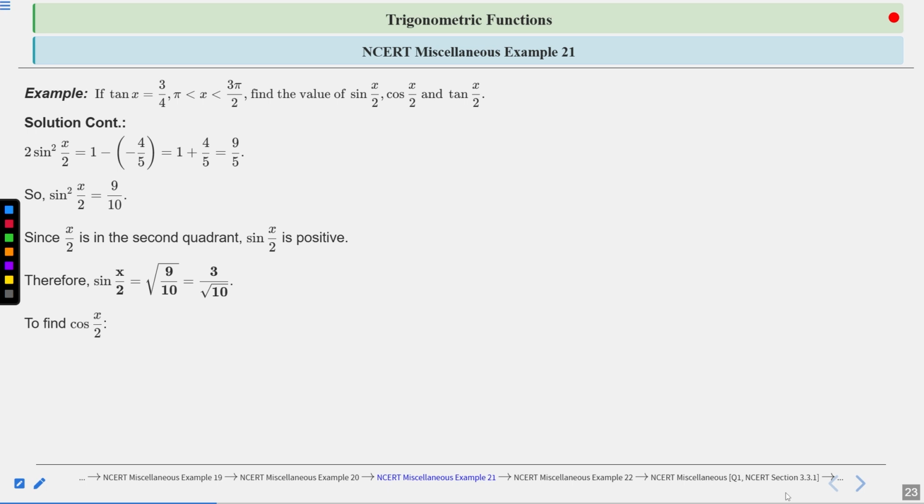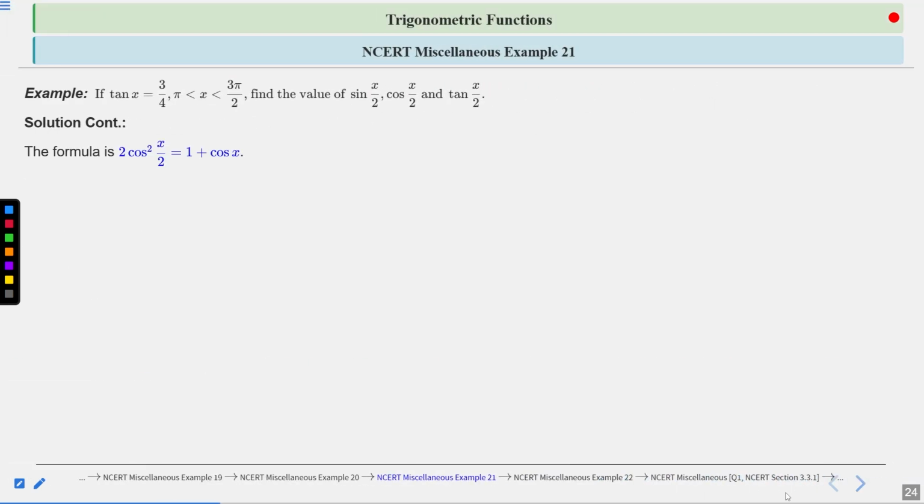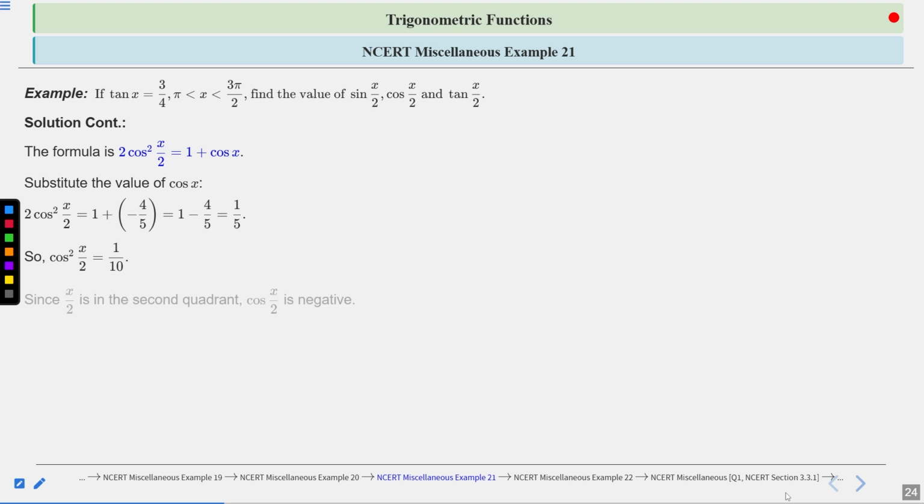Now, to find cos x/2, what will we do? The formula is 2 cos square x/2 = 1 + cos x. Substituting the value of cos x, we get 2 cos square x/2 = 1 + (-4/5), which is 1 - 4/5, which is equal to 1/5. So we can say that cos square x/2 = 1/10.